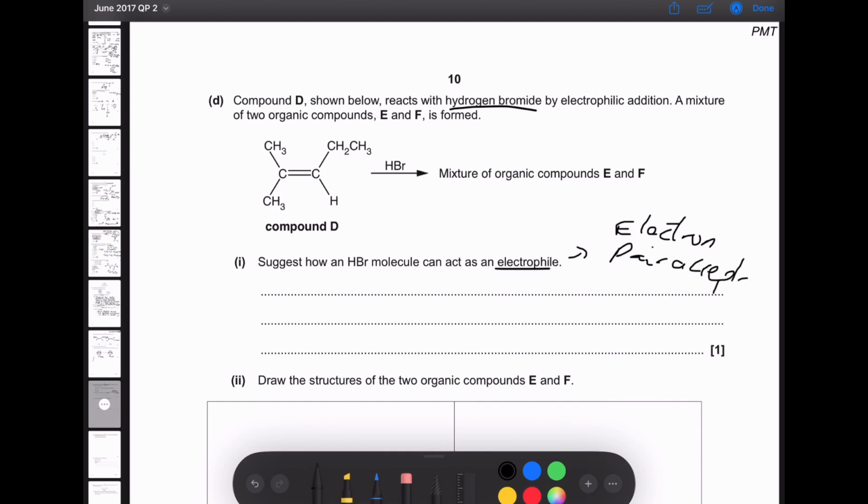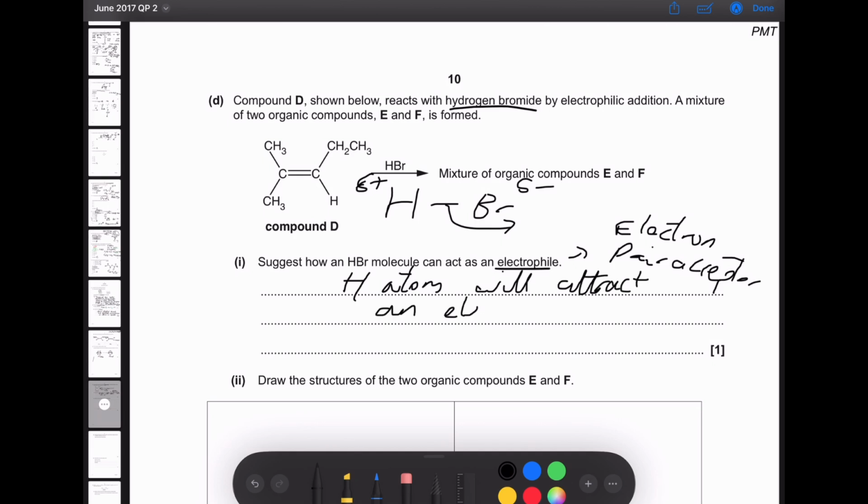So, out of hydrogen and bromine, which is more likely to attract an electron? Well, it's going to heterolytically split, and bromine is going to become more electronegative, whereas hydrogen is going to be more electropositive. So, which is going to attract an electron pair more? Well, it's going to be the more positive one. So, the hydrogen atom will attract an electron pair.